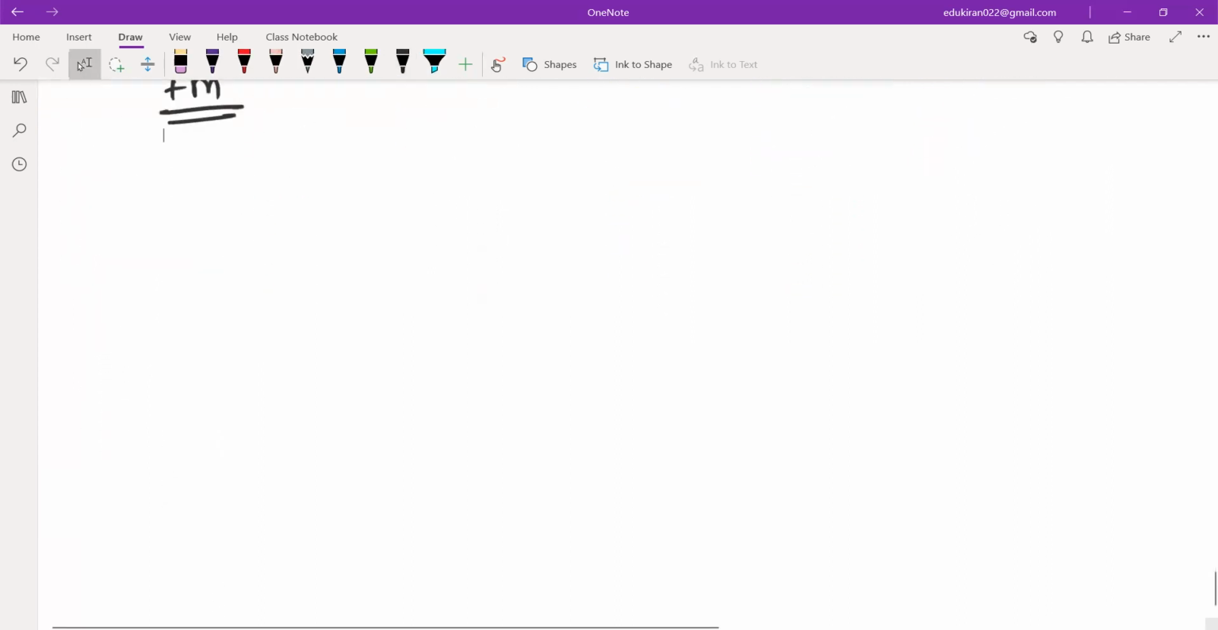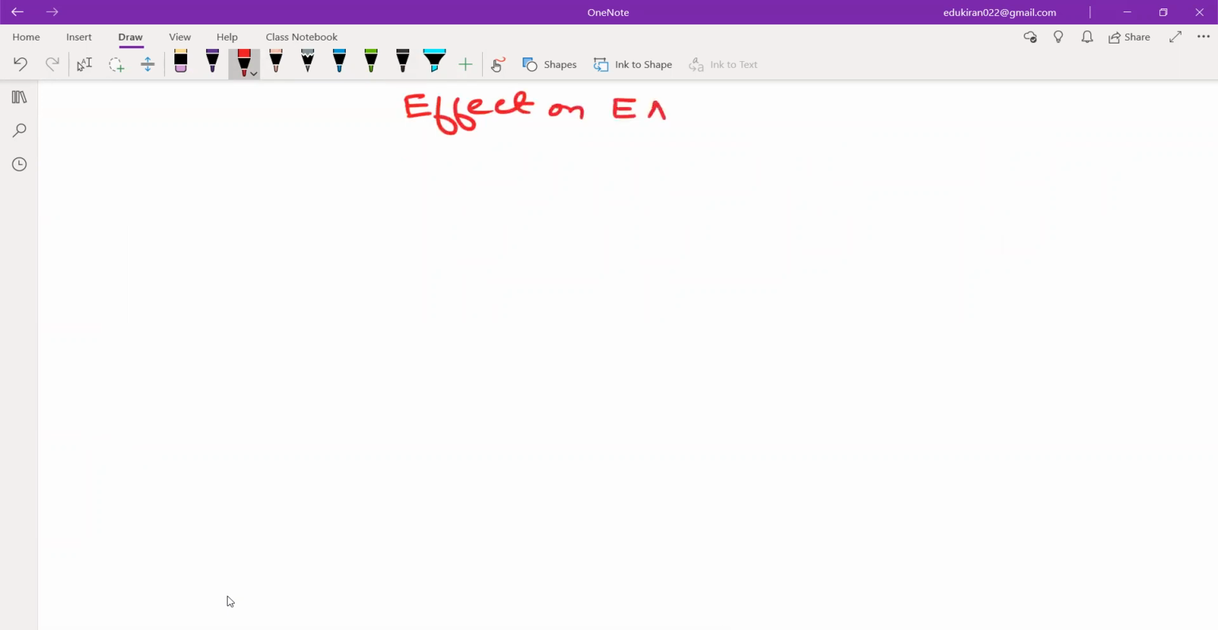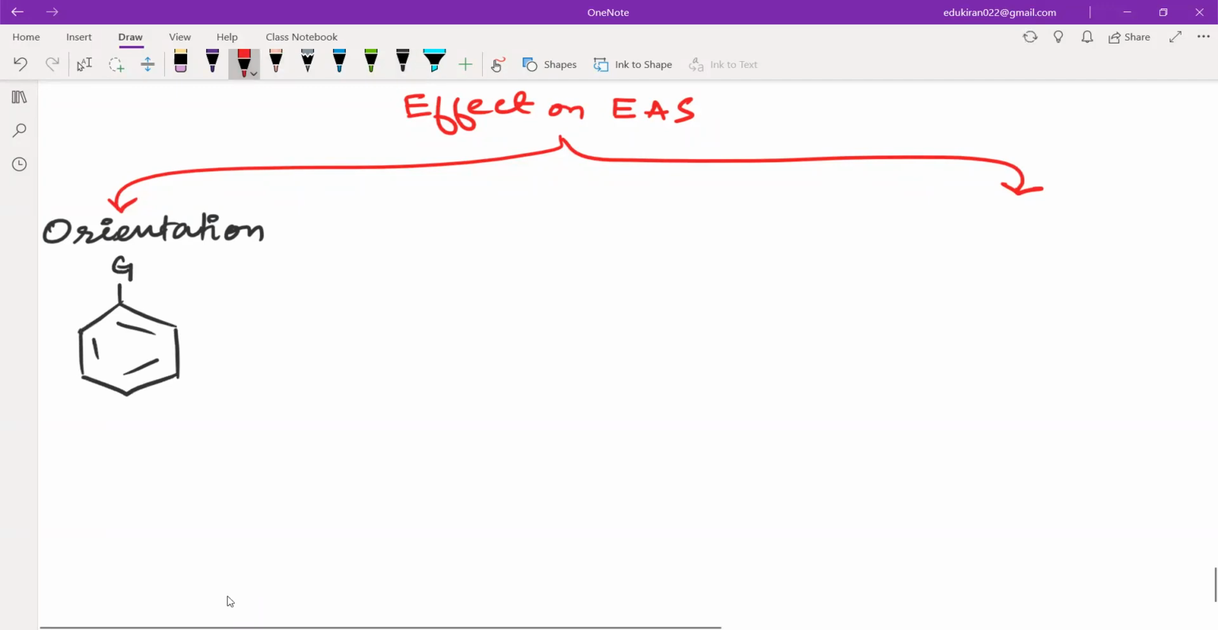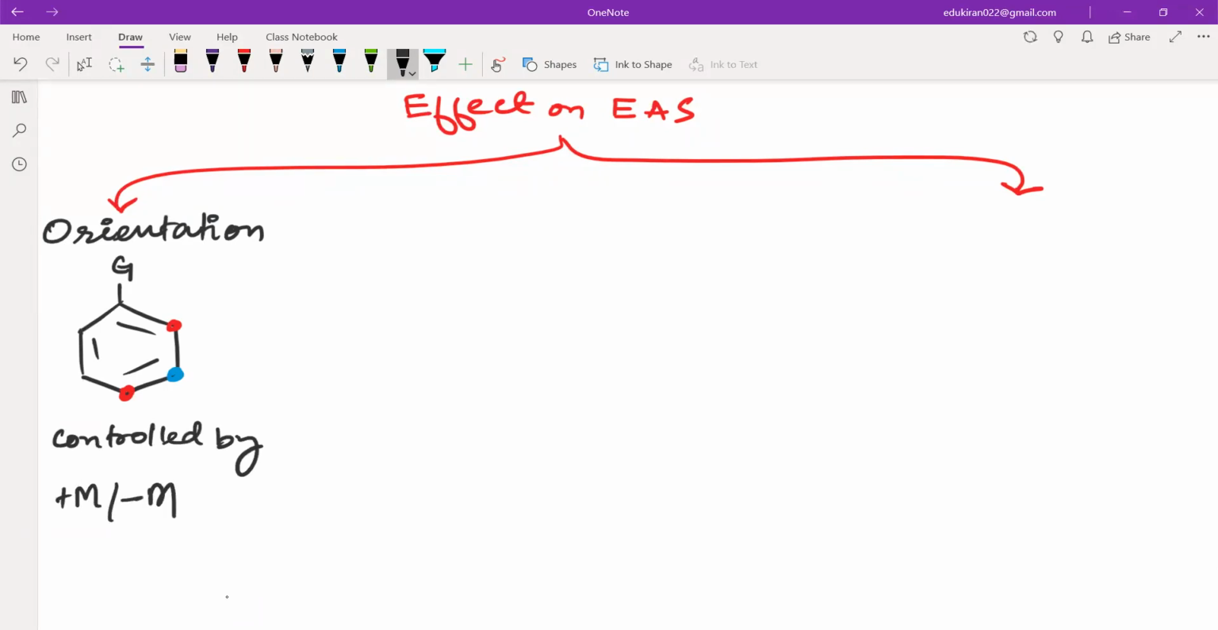No problem, na? Okay. So now let me tell you guys effect on EAS. So we have just now seen there are two different types of effects. Effect on electrophilic aromatic substitution. So you have two different types of effect, that is either on the orientation, that means on which position will the electrophile attach. So when you have orientation, then you have this group attached. Now you can either have product on the ortho and para position or on the meta position. And the orientation is controlled by plus M and minus M, that is through resonance. Then another is reactivity.